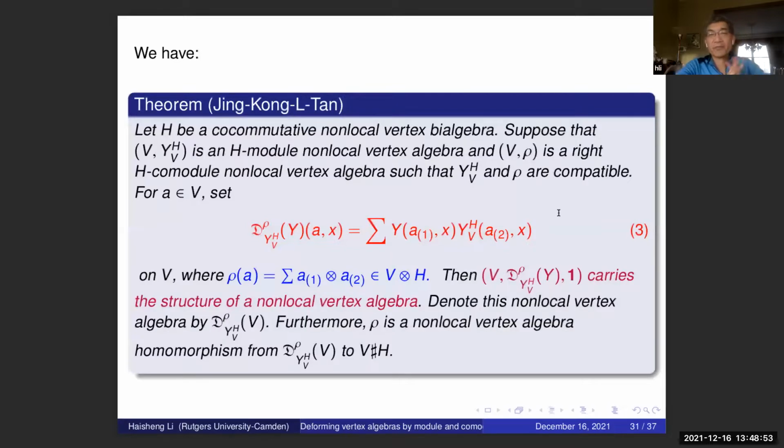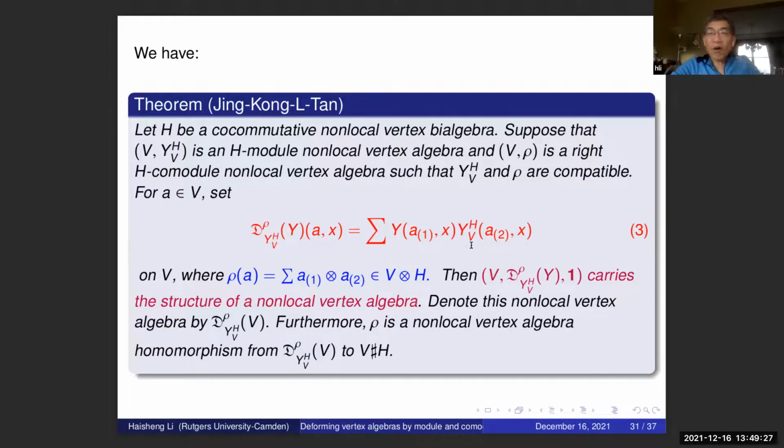And then that's the result. If we have a compatible left module structure and right comodule structure on a non-local vertex algebra, then we can deform the original non-local vertex algebra structure. The key thing is the vertex algebra map. The key thing is the definition here on the right side. You see that we basically use the comodule structure. This is ρ sends a to two parts, one in V, one in H.